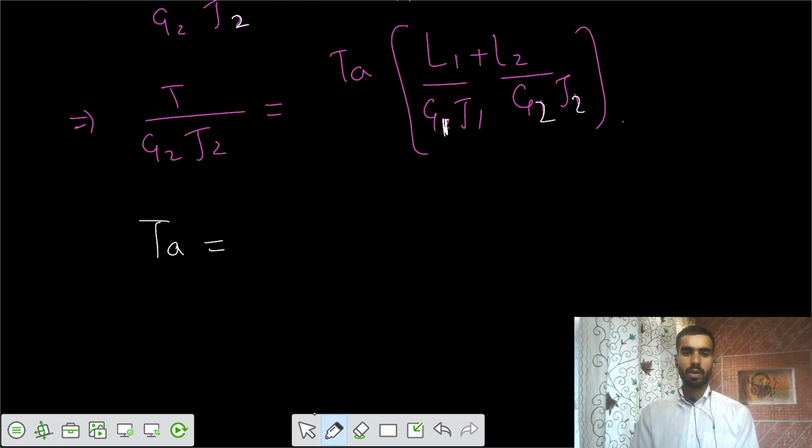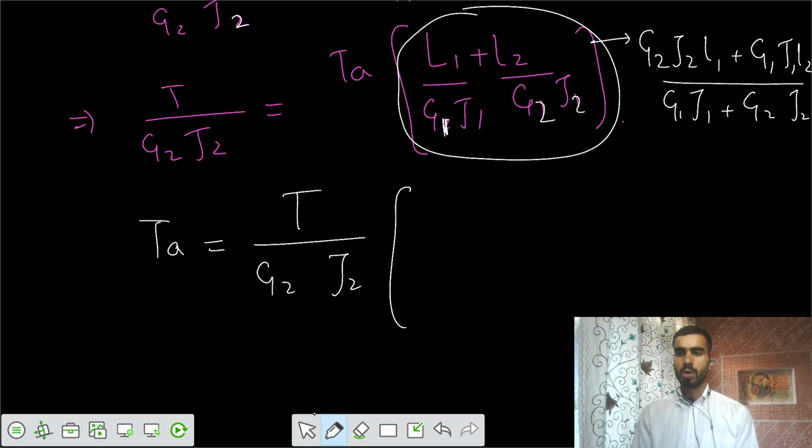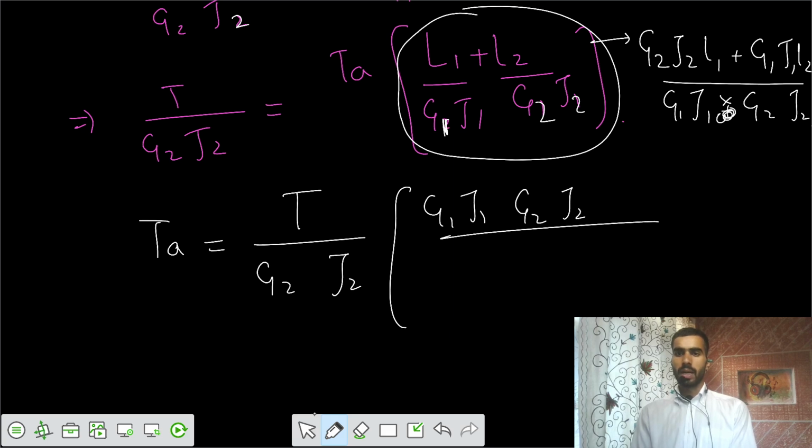Let's go for the value of TA. That would be equal to T times, and the value for this one would be (G2 J2 L1 plus G1 J1 L2) divided by G1 J1 G2 J2. You reverse it, and you would get G1 J1 G2 J2 divided by G2 J2 L1 plus G1 J1 L2.